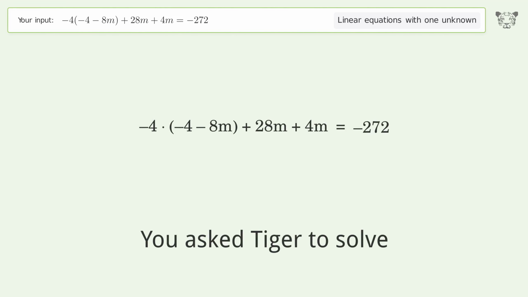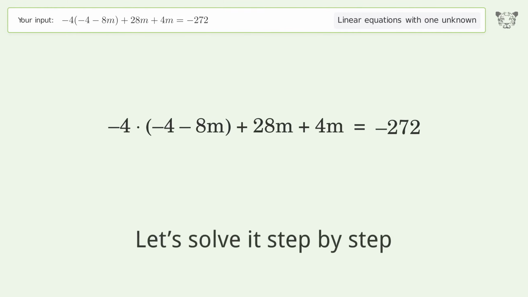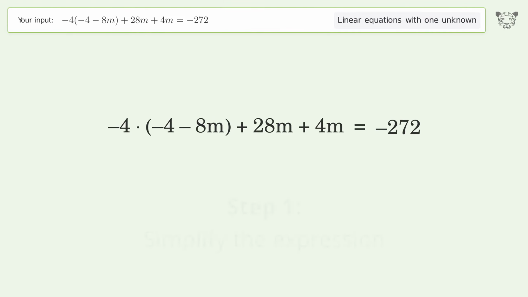You ask Tiger to solve. This deals with linear equations with one unknown. The final result is m equals -9/2. Let's solve it step by step. Simplify the expression. Group like terms.